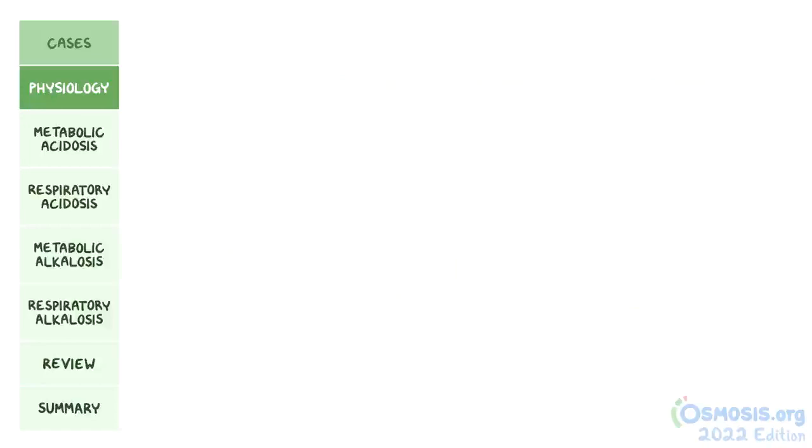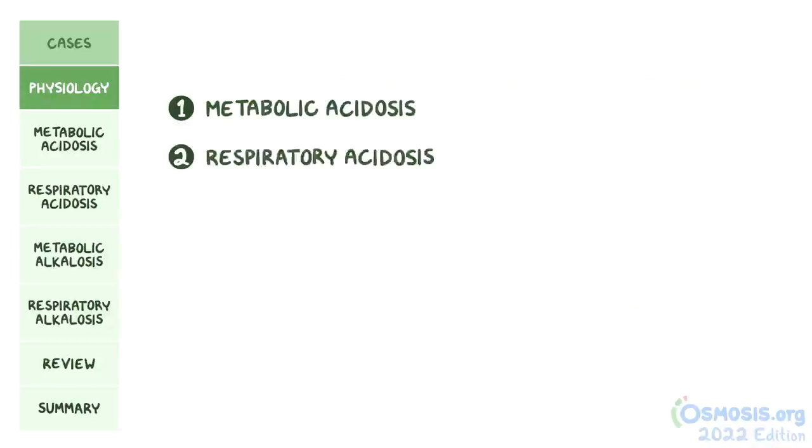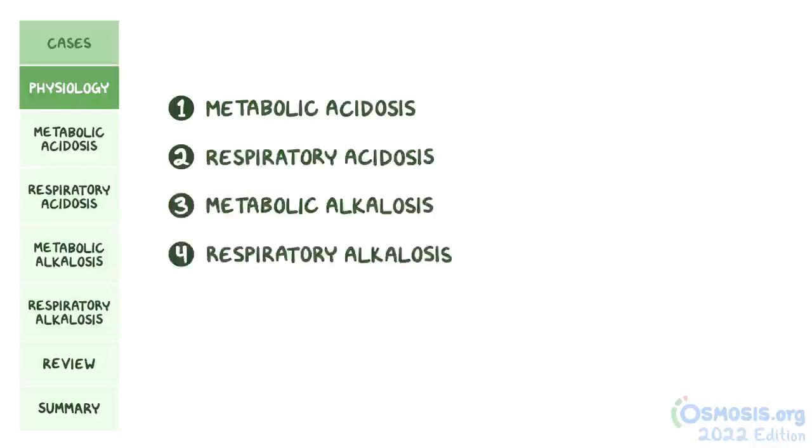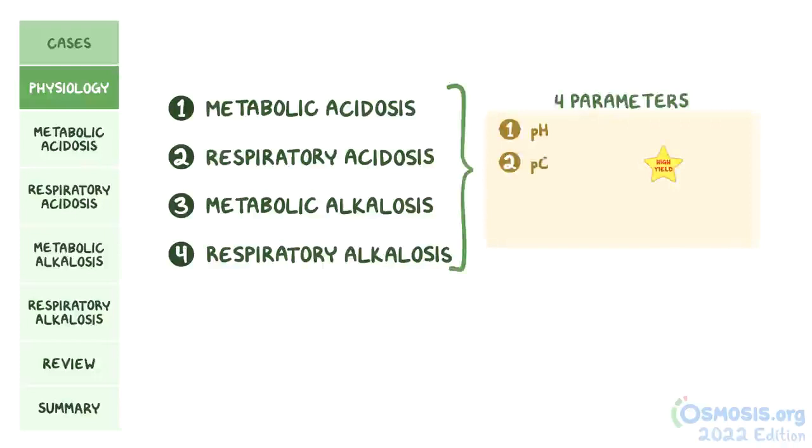Now let's start talking about acid-base disturbances, which are divided into 4 types: metabolic acidosis, respiratory acidosis, metabolic alkalosis, and respiratory alkalosis. In order to determine which is which, the 4 high-yield parameters are pH, PCO2, bicarbonate levels, and compensatory response.